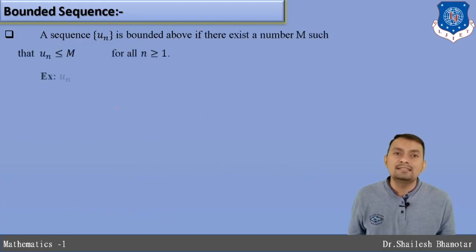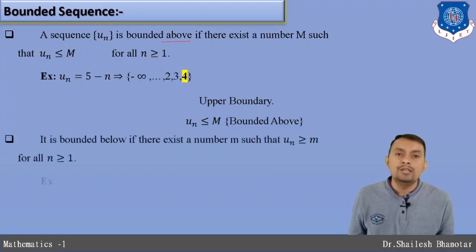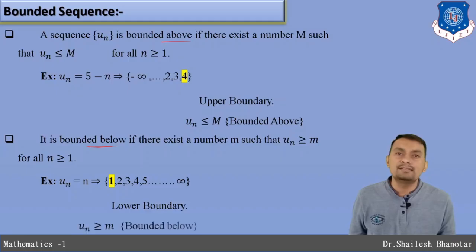Bounded sequence. We can say that a sequence is bounded when it is bounded above as well as bounded below; then we say that the sequence is a bounded sequence. So if I assume that this is the man, and suppose you want to walk in this direction, but there is one wall, and that wall cannot be crossed by this man. So I can say that this side is bounded above. But when we assume that it is going to minus infinity, there is no bound, so therefore we can say that this is bounded above.